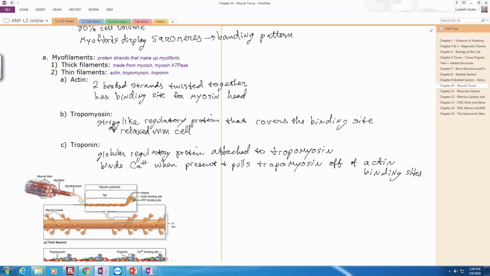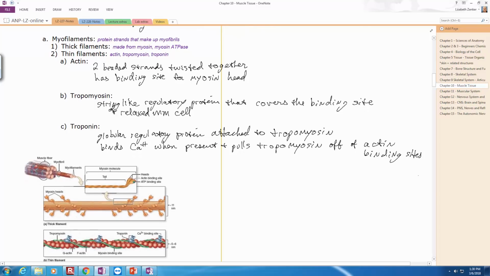So when calcium is present, troponin changes its shape and pulls tropomyosin out of the way, because you guys remember proteins can have different shapes, right? And when something binds to it, sometimes it changes its shape. That's what's happening here. So it pulls tropomyosin out of the way to expose the actin binding site so that the myosin head can bind to actin.